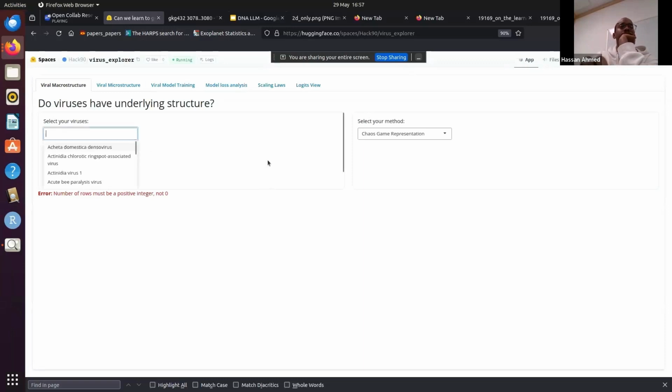This is a Hugging Face space that contains the results from our experiments. The space is still in progress, and we will be adding more models and more results over time, along with more representations. This is for viruses, but once we've managed to finish our experiments for viruses, we'll extend to other types of organisms, so eukaryotes, bacteria, etc.